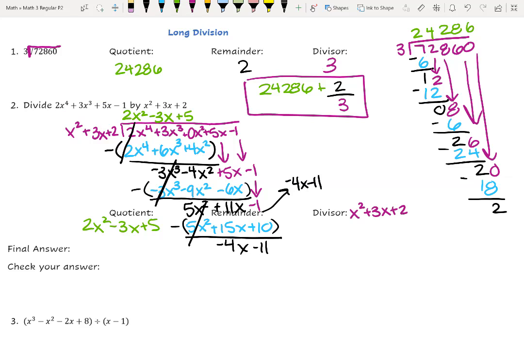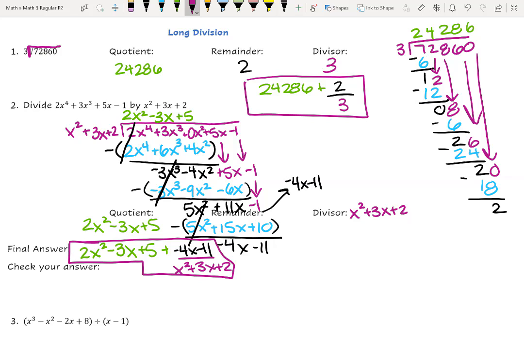All right, so my final answer is going to be like I did with the long division. I'm going to do my quotient plus the remainder, in our case, negative 4x minus 11, over the divisor. So x squared plus 3x plus 2. So here's our final answer.